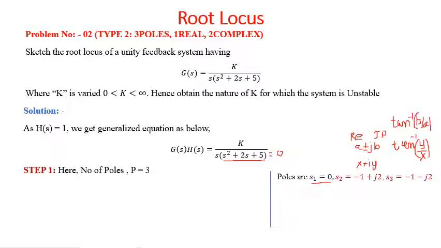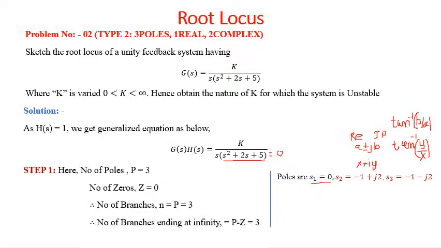Okay. Next, we don't have any zeros, so hence Z is equal to 0. And the number of branches, we know that N is equal to P, because P is equal to 3. Then coming to the number of branches which are ending at infinity, that is P minus Z equal to 3. So these are 3 branches which are ending at infinity.